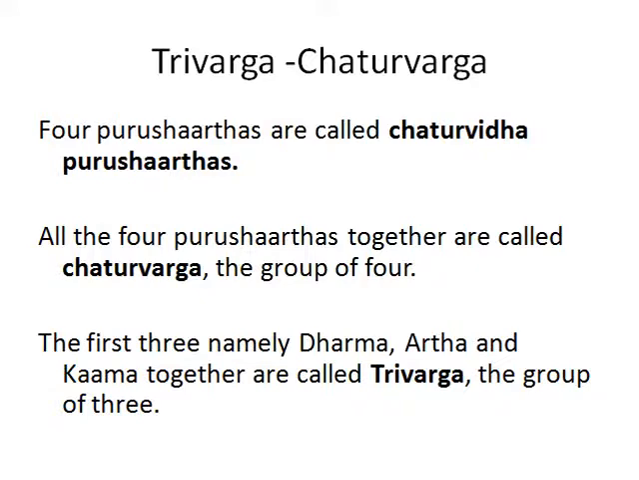The first three are related to the worldly life. The fourth one is related to the spiritual life. So when you take all the four together, even the spiritual life along with worldly life, it is chaturvarga. But when you take only the purusharthas of the worldly life, that is trivarga.